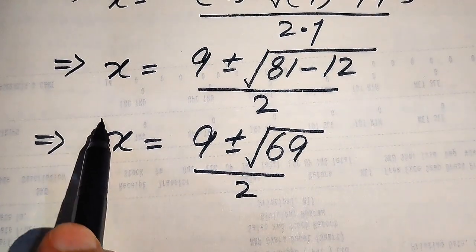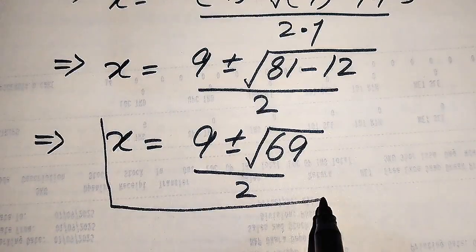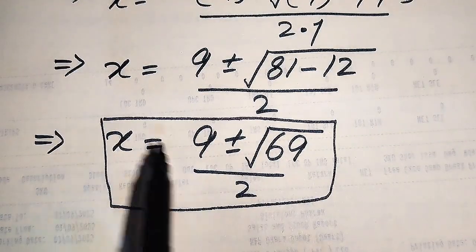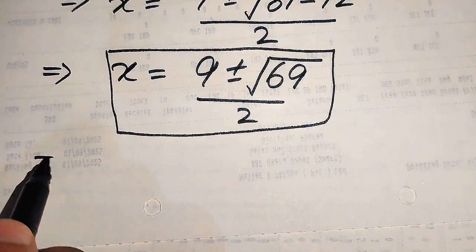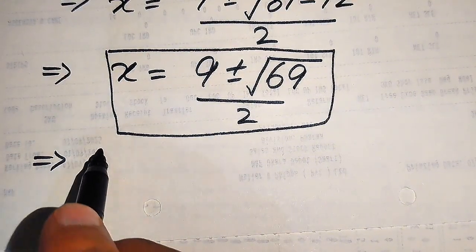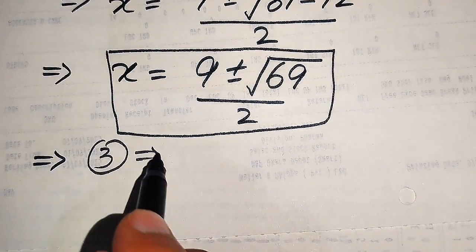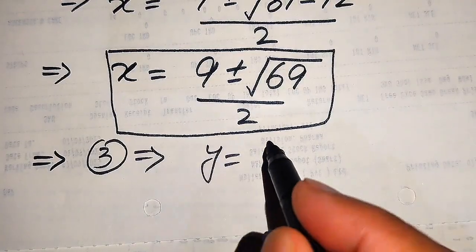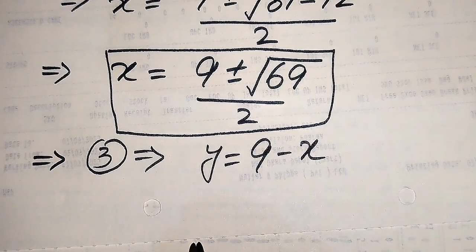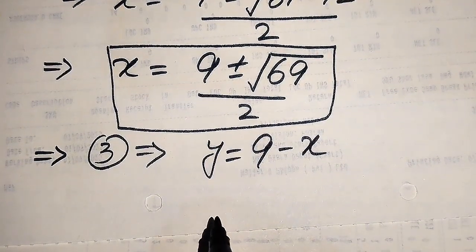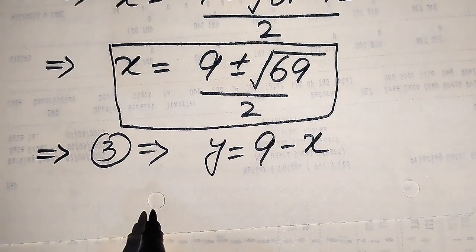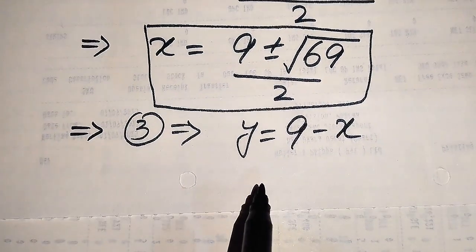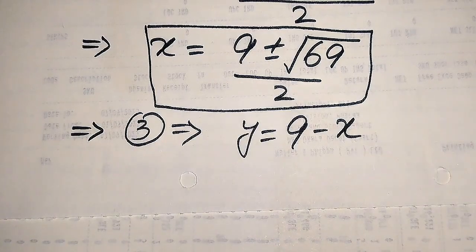So these are the two values of x which we get here, and now in the next steps we need to find the corresponding values of y. So for this we need to copy down equation number 3 here, so that equation number 3 implies that y is equal to 9 minus x, and here for the values of y we need to substitute both values of x above, and we get the corresponding values of y.